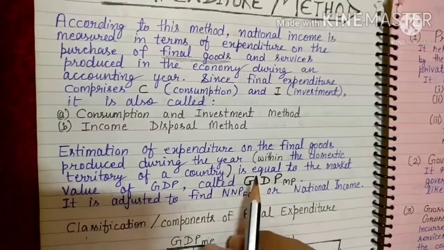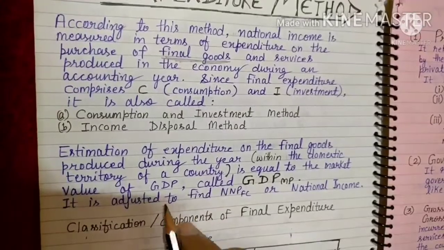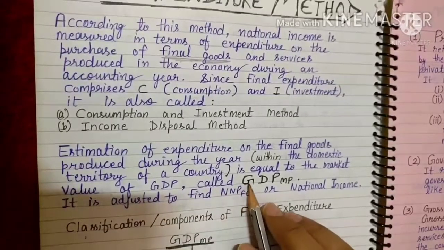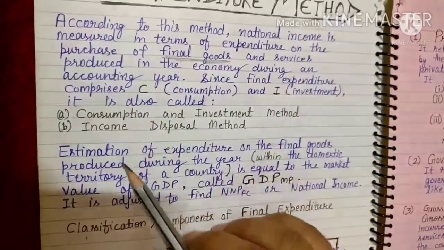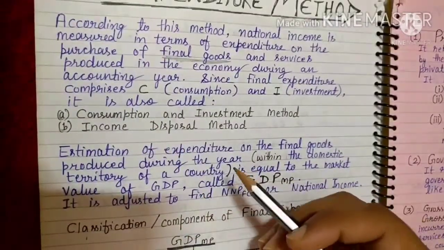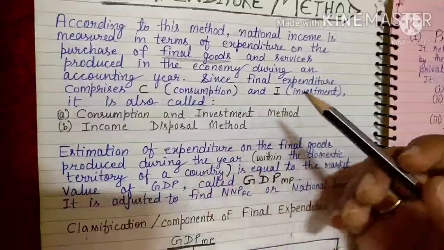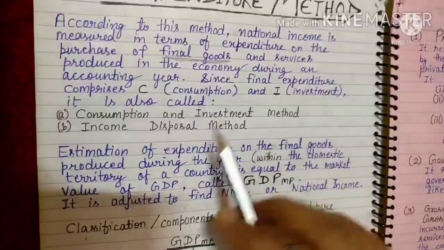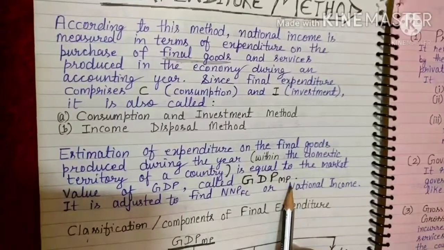So only those goods are equal to the market value of GDP. GDP means gross domestic product. So it's called GDP at market price. After calculating the expenditure done by our people on consumption or investment basis, within the domestic territory, it will be called GDP at MP.